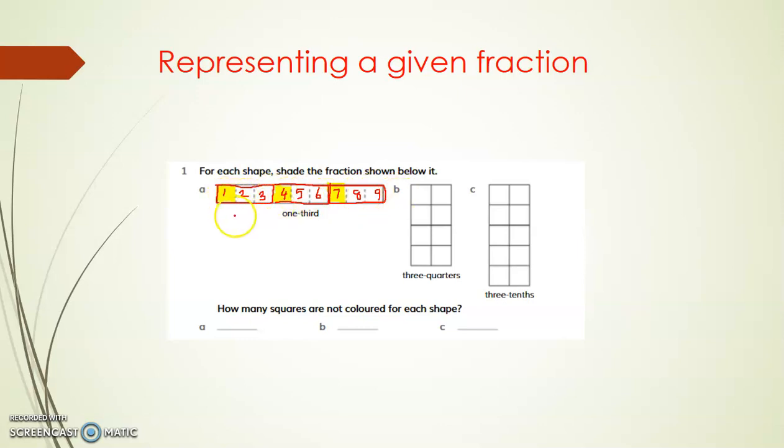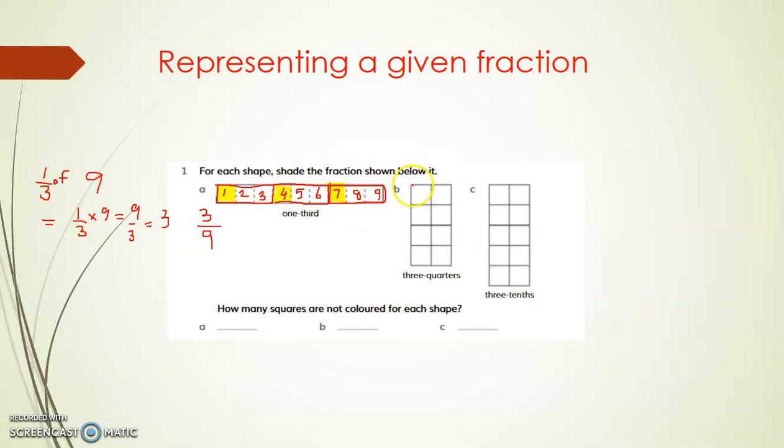ഇതിൽ എത്ര parts shaded ആണ്? 3. So when you represent it as a fraction, this is 3 by 9. This shows 1/3 of 9 is 3. എത്രയാണ്? 1 by 3 of 9 is 9 by 3, 3. അപ്പോൾ 3 parts നമ്മൾ ഇവിടെ ഷെയ്ഡ് ചെയ്തു. So this is 1/3. അപ്പോൾ ഇവിടെ നമുക്ക് ചെയ്യേണ്ടത് എന്താണ്?